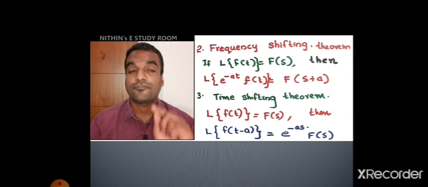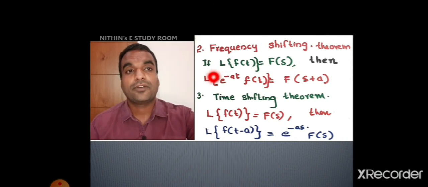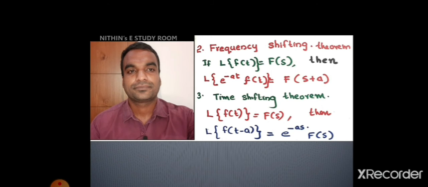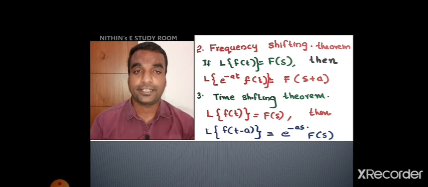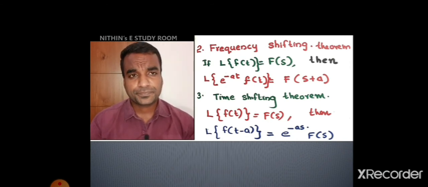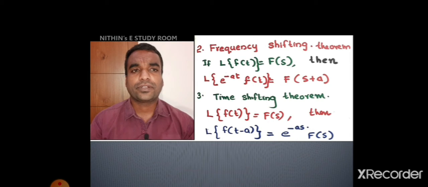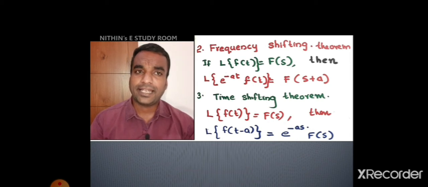Laplace transform of f of t. This is, L of f of t is F of s, then L of e raised to minus at f of t is equal to F of s plus a. This is the shifting in frequency, F of s plus a. So if frequency is shifted by plus a, you have to multiply the time domain equation with e raised to minus at. So e raised to minus at into f of t is equal to F of s plus a.